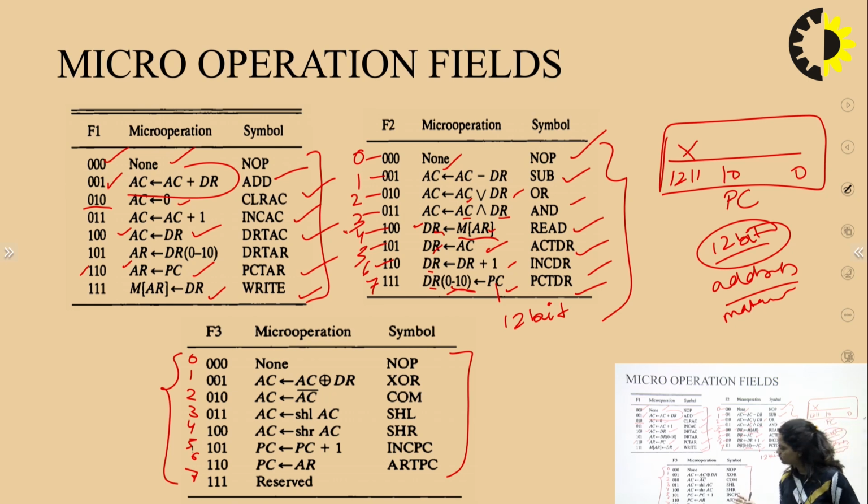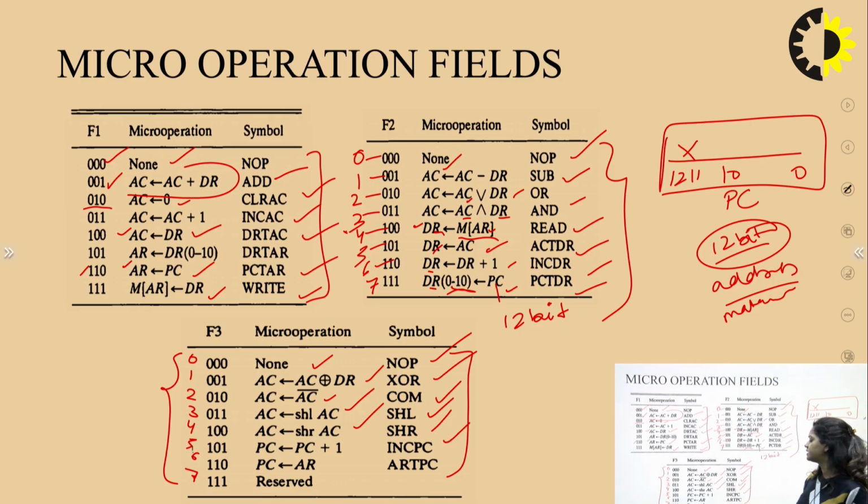Similarly in F3, again we have 7 micro instructions. The first one is again no operation. At 000, no operation will be performed if these 3 binary bits are present in F3. Then XOR, the logical XOR operation between the data register and the accumulator, will be performed. Then complementing means inverting the value present in the accumulator. SHL is a shift left operation on the accumulator, and SHR is a shift right operation on the accumulator, shifting 1 bit towards the left or towards the right. And INC PC means incrementing the content of the program counter by 1.